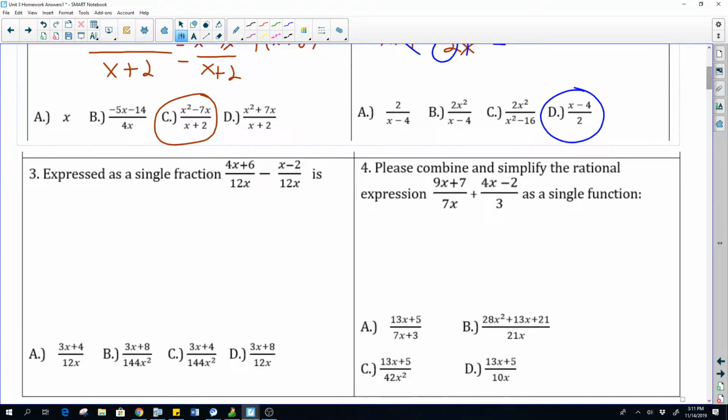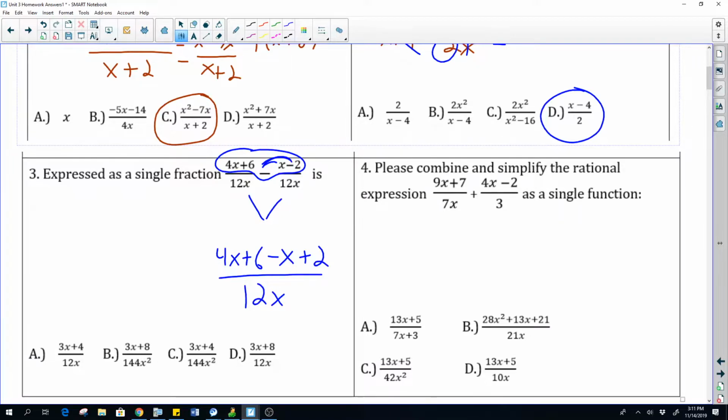Okay, so next we're looking at number 3, doing subtraction now. We already have a common denominator, which is awesome. So you're going to combine the top over the bottom once. So just put 12x like that. Then you write down the 4x plus 6. And then you do have to distribute through that negative. So be careful there. So negative x, and then negative times a negative 2 is a positive 2.